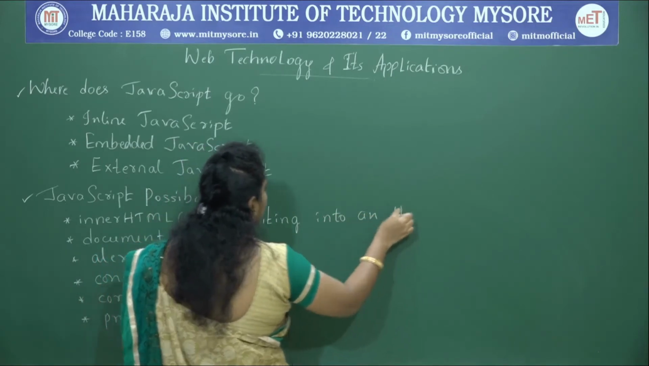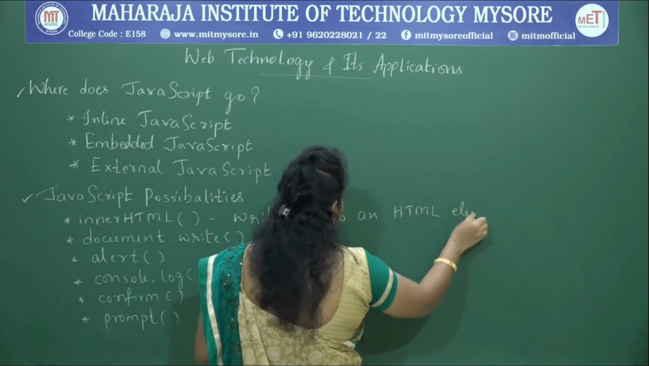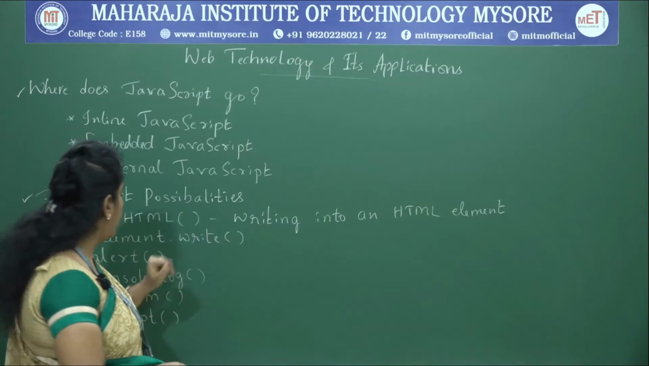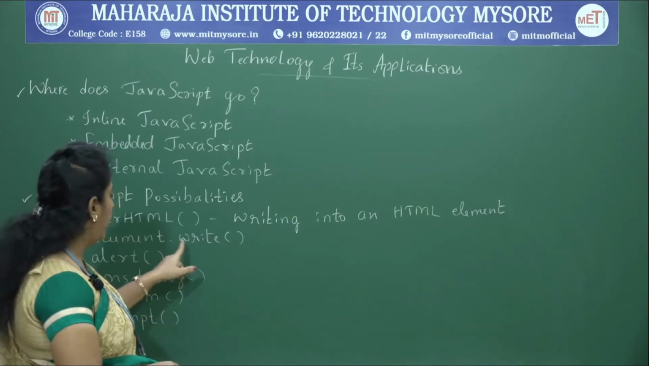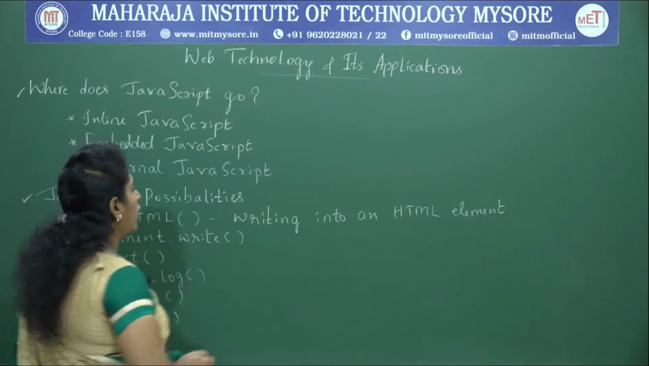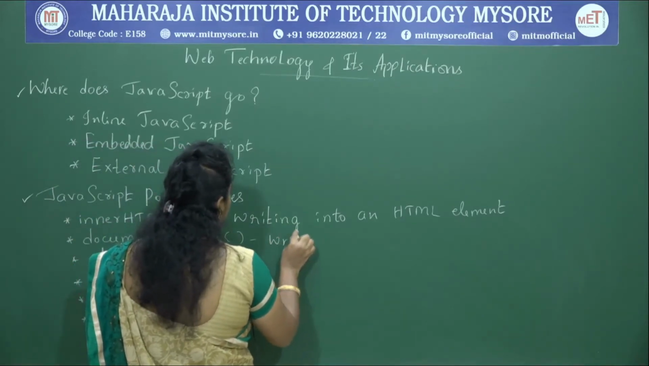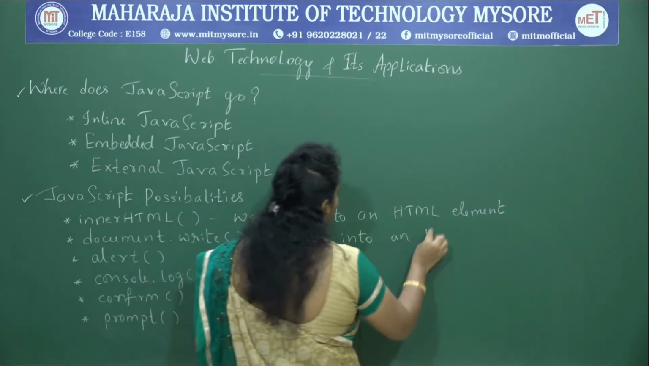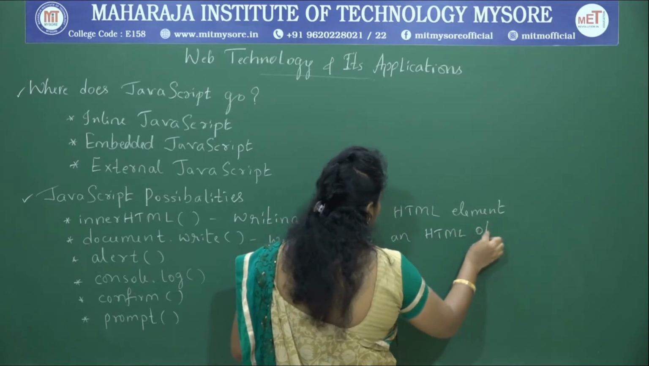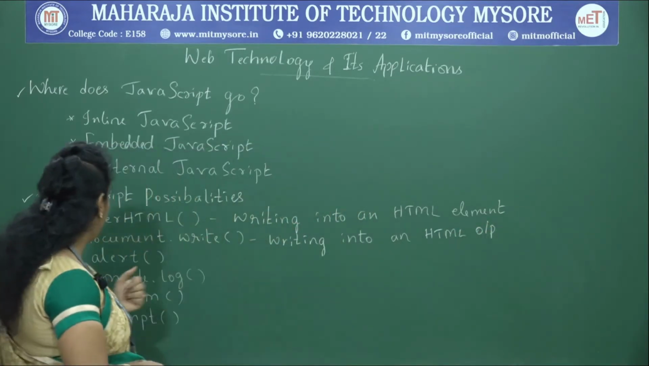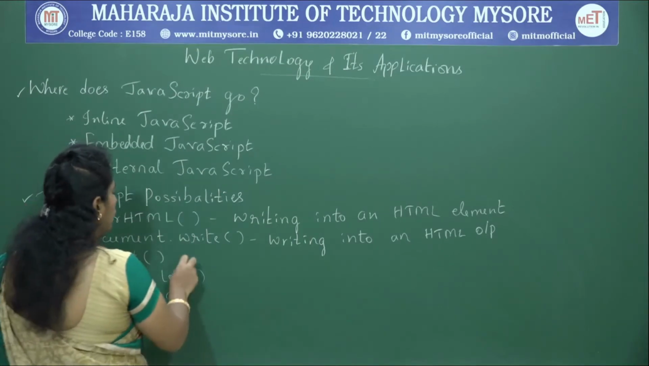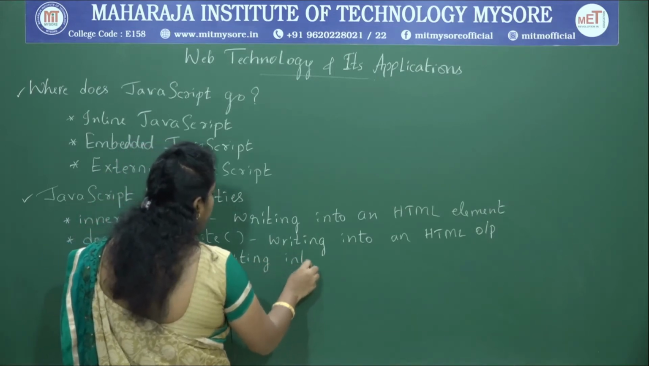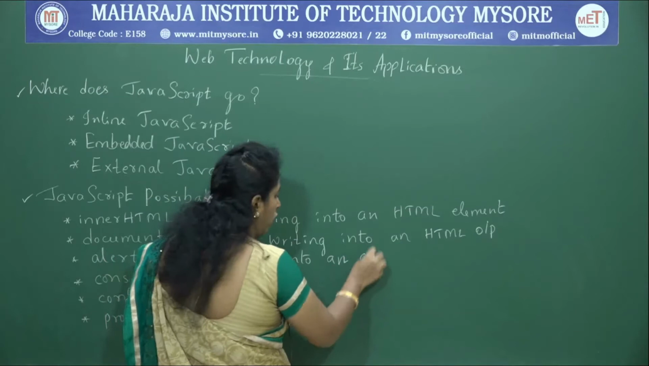Writing into an HTML element. Next is document.write. Here document is an object and write is a method used for writing into an HTML output. So this is used for outputting. Next is alert. This is used for writing into an alert box.